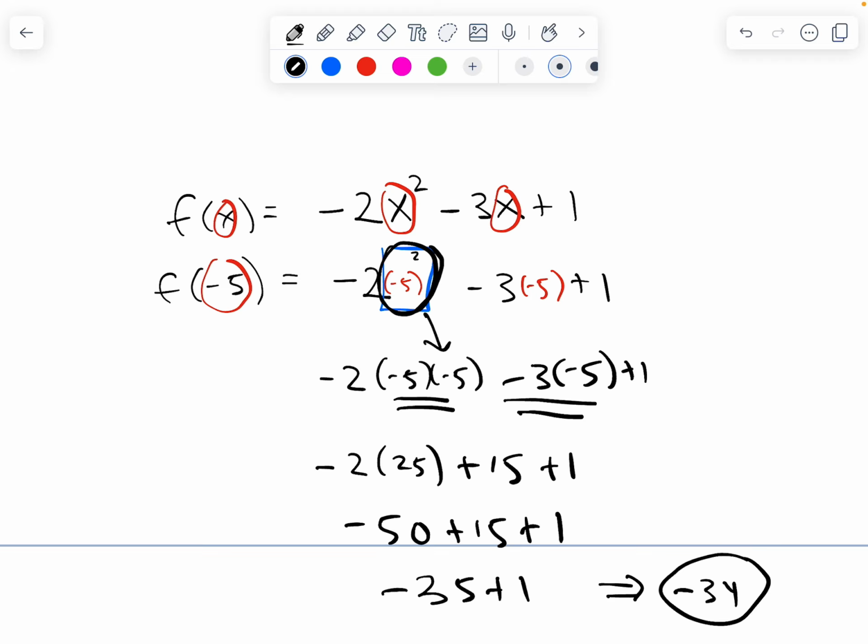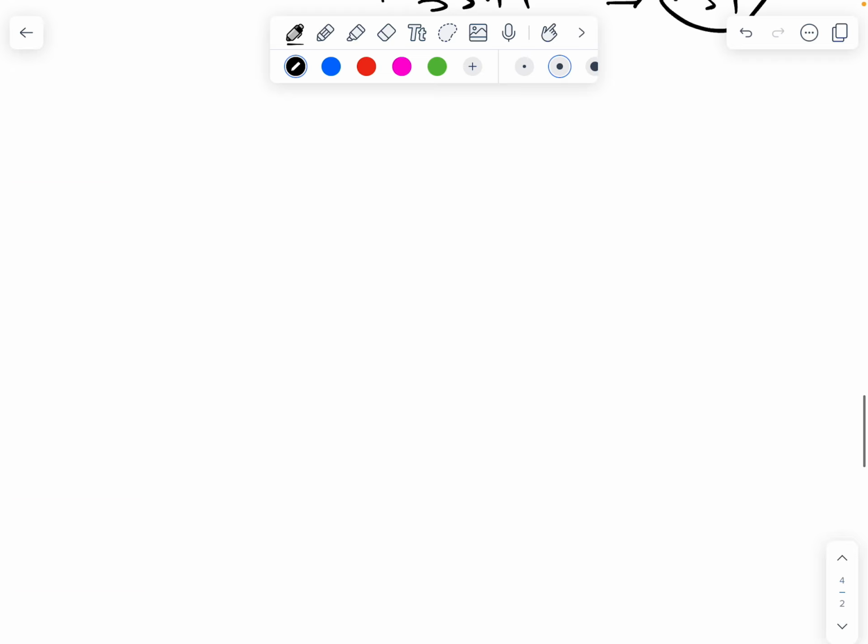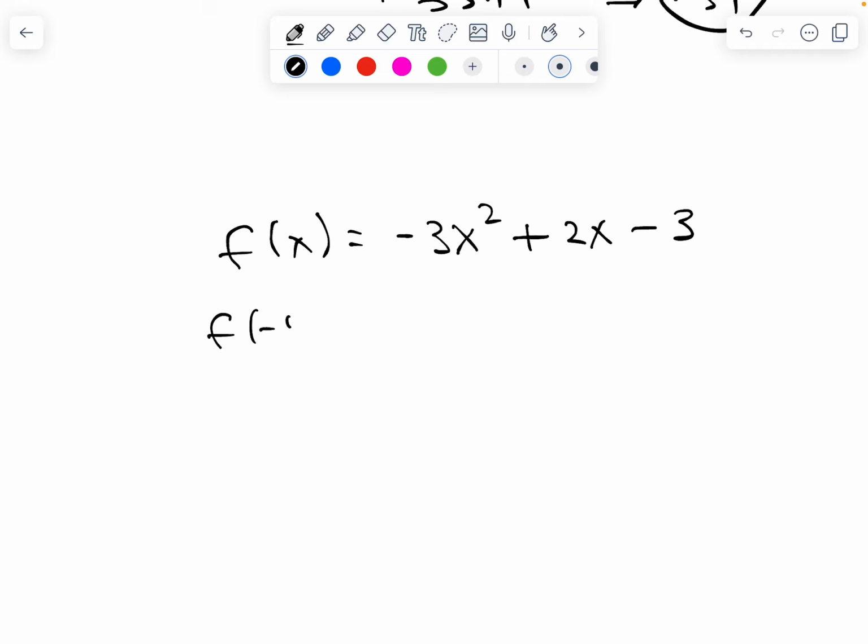Okay, so I want to try this one. Let's do f of x is equal to negative 3x squared plus 2x minus 3. So for this one, go ahead and pause the video. I want you to try f of negative 4. All right, let's see how you did.